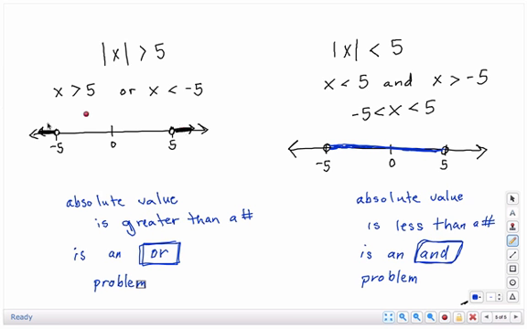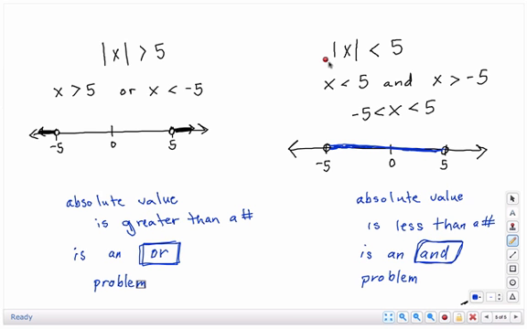Your solution cannot be in both of these regions at the same time, so it means or. So your solution is on the left here, or it's over here on the right. It cannot be in both of those. Cannot meet both conditions at the same time. So it's important for you to remember that anytime you have the absolute value is greater than, or greater than or equal to, that you're going to break this down into an or problem.